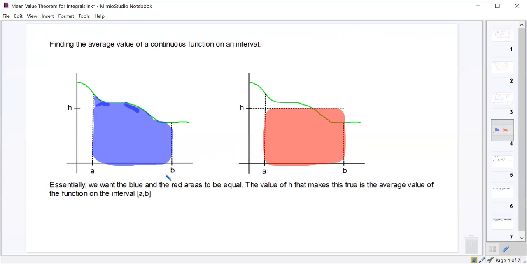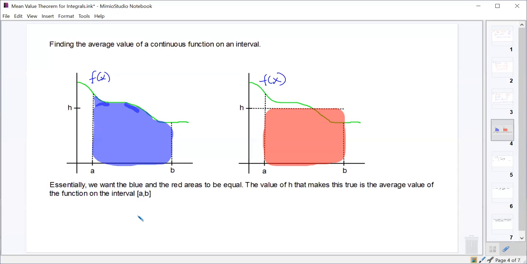Yeah. So effectively, all we're looking to do is make the blue area equal to the red area, right? We want the area under the curve to be the same as the area of this rectangle. So we're going to very quickly develop this mean value theorem for integrals. If this is the function, let's call it f of x, what is this blue area?